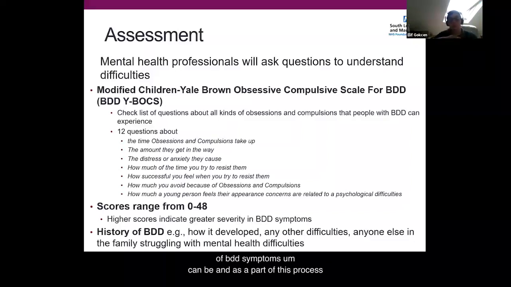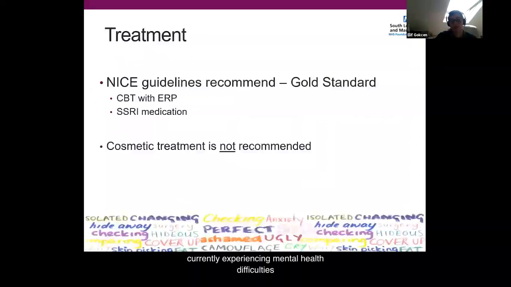And as a part of this process, we'll also find out about the history of BDD, so how it developed and whether there are any other difficulties that it is going to be helpful to hold in mind, and also thinking about any family members who might be in the past or currently experiencing mental health difficulties.